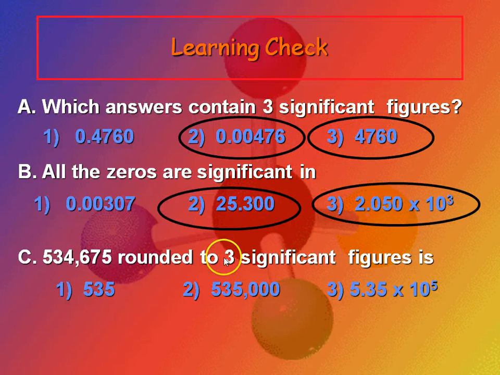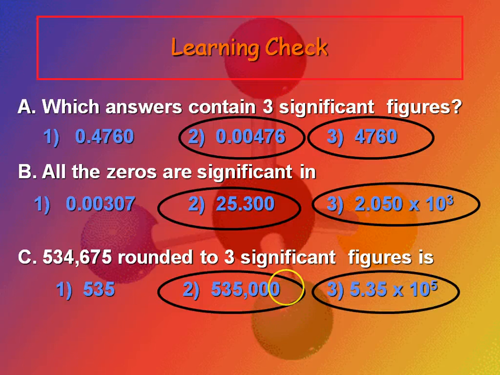So we have right side zeros with a decimal. And then we also again have a sandwich 0 and a right side 0 with a decimal. So 534,675 rounded to 3 significant figures is, that's correct, 2 or 3, again, because these 3 zeros are not significant and the question asks for significant figures. So 535,000 or 5.35 times 10 to the fifth.